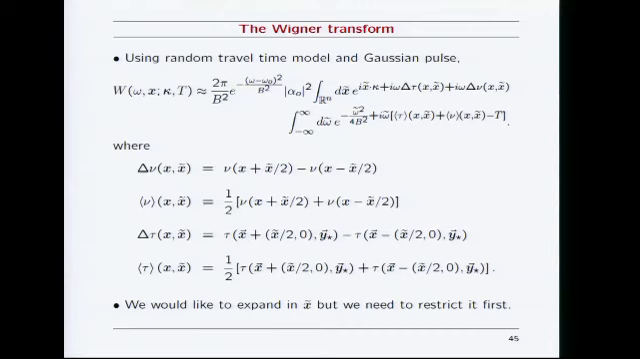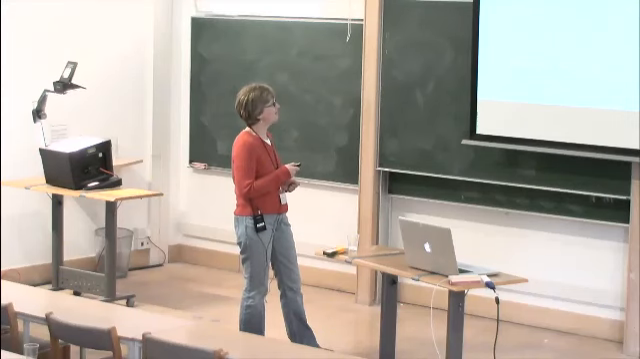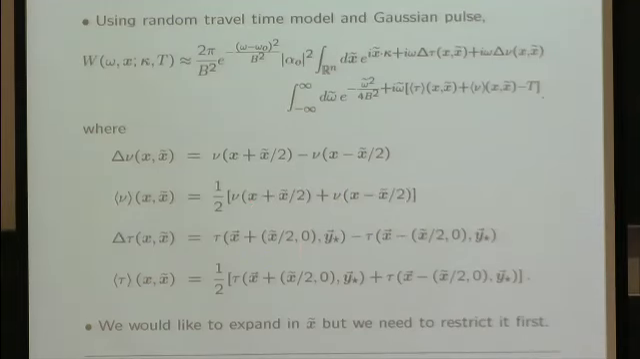So I'm dealing with averages of travel times. I'm dealing with differences of travel times, averages of these random phases, and differences of random phases. I don't know about you, but when I look at this expression, I say, God, if I could just linearize in x tilde, if I could just approximate this.